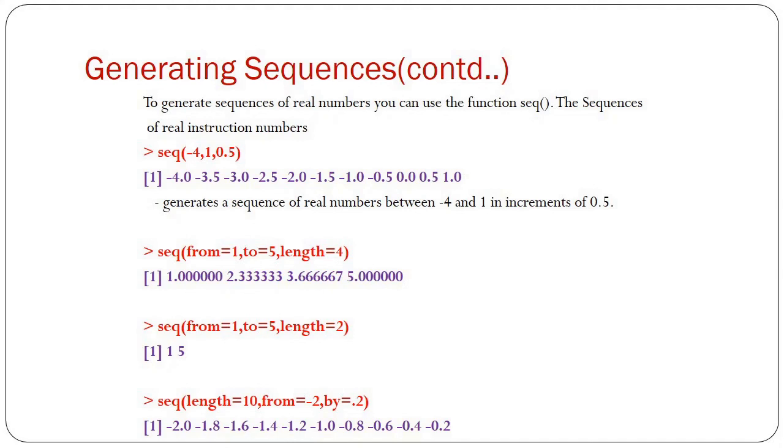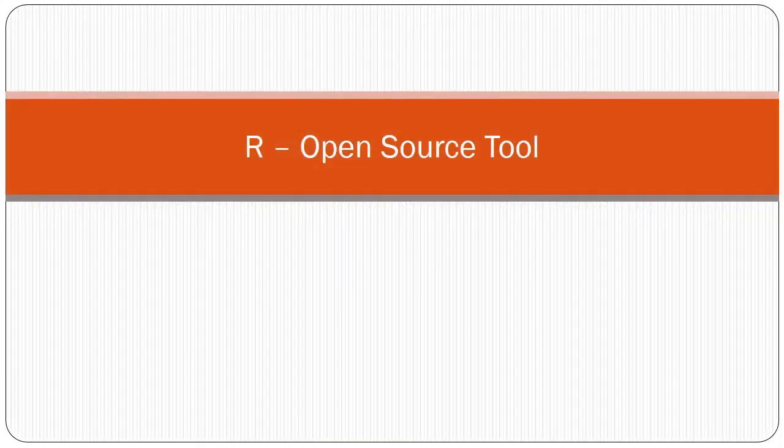You can change the order. It is not necessarily from, to and length. The order can be changed. Here is an example. Instead of using the to option, we are making use of the by option. We need 10 values starting from minus 2, and you have to proceed in steps of 0.2, which means minus 2, minus 1.8, minus 1.6, and so on and so forth until 10 values are got. So this is what it is about making use of the seq command.